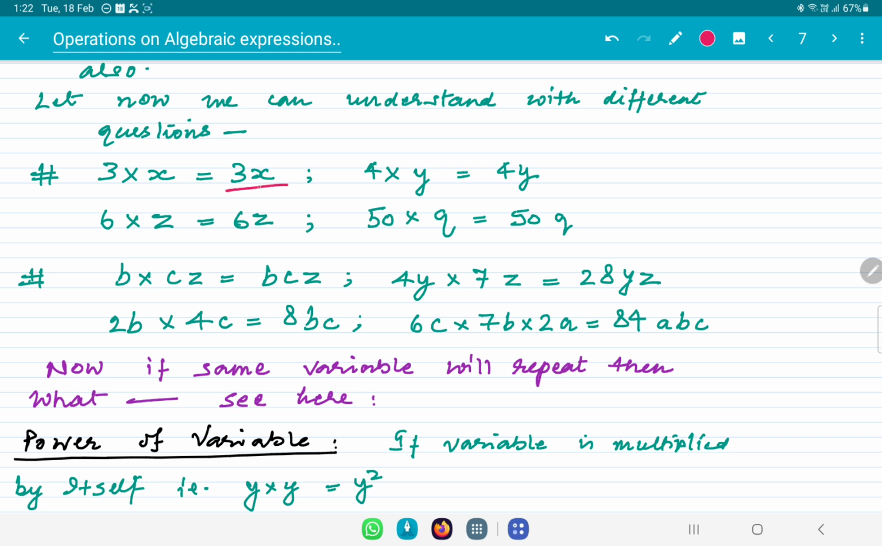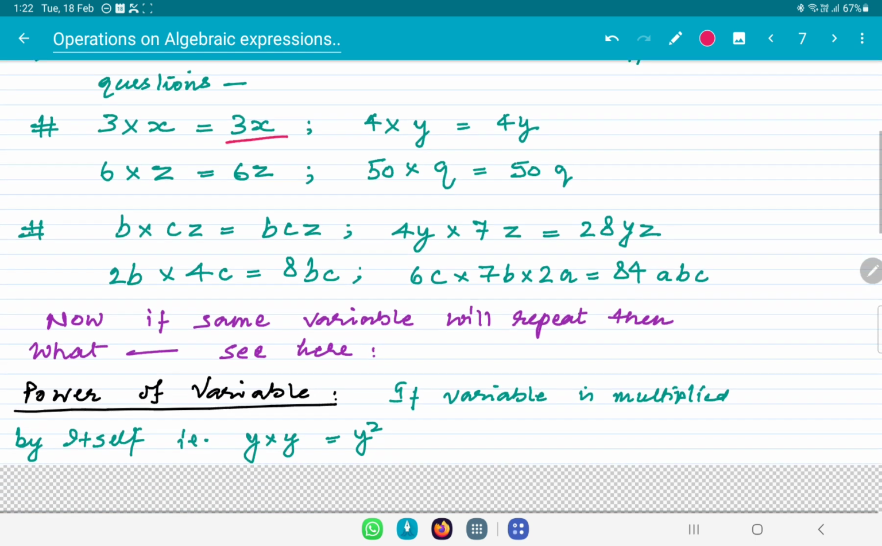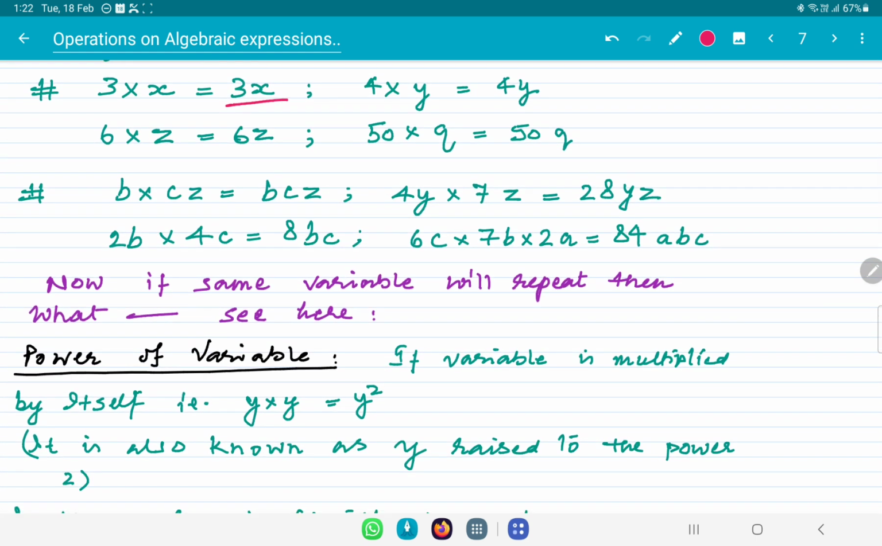So after this, multiplication will be 3x. 6 into z is 6z. Then 4 multiplied by y will be 4y. 50 multiplied by q is 50q. Again, multiplication can be in terms of only variables, like this. If b is multiplied by cz, it will become bcz.